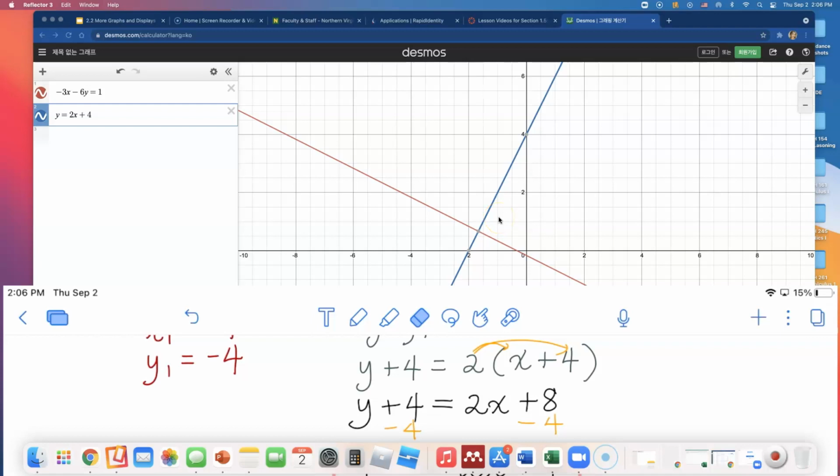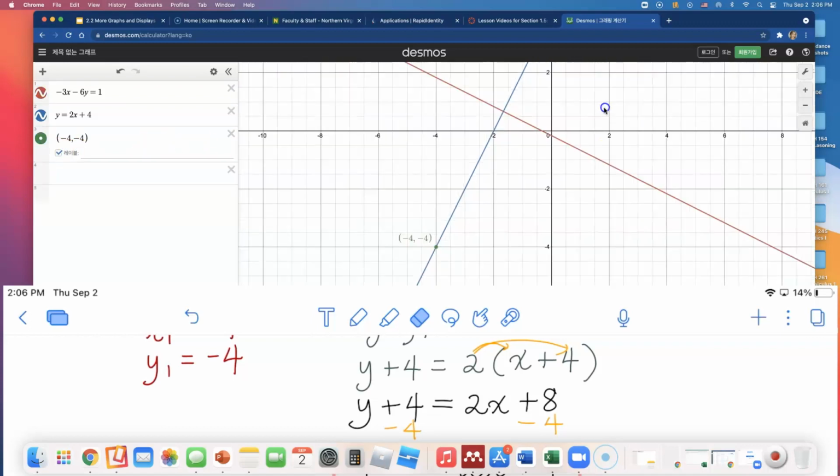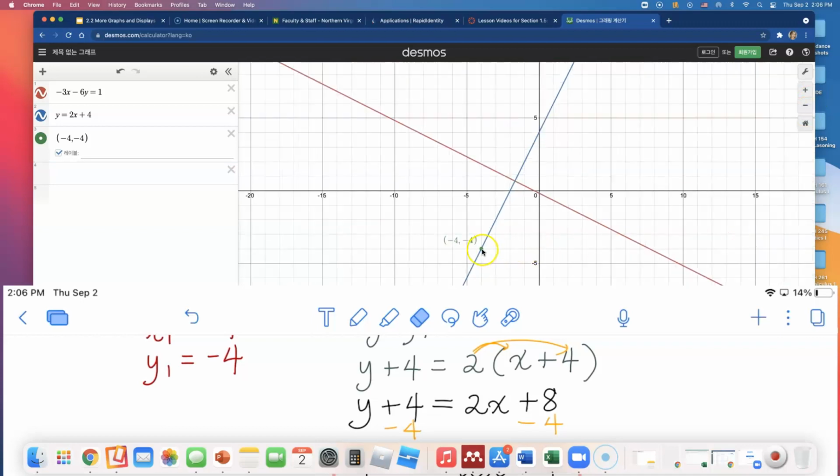I can get a piece of paper, put the corner in here, and I will see that it fits perfectly at a 90-degree angle. Not only that, if I go ahead and plot a point at negative 4, negative 4, and I'm going to label it. Where's the negative 4, negative 4? Plot it. Oh, you see? It is going through my answer, my line. So definitely we got the right answer.